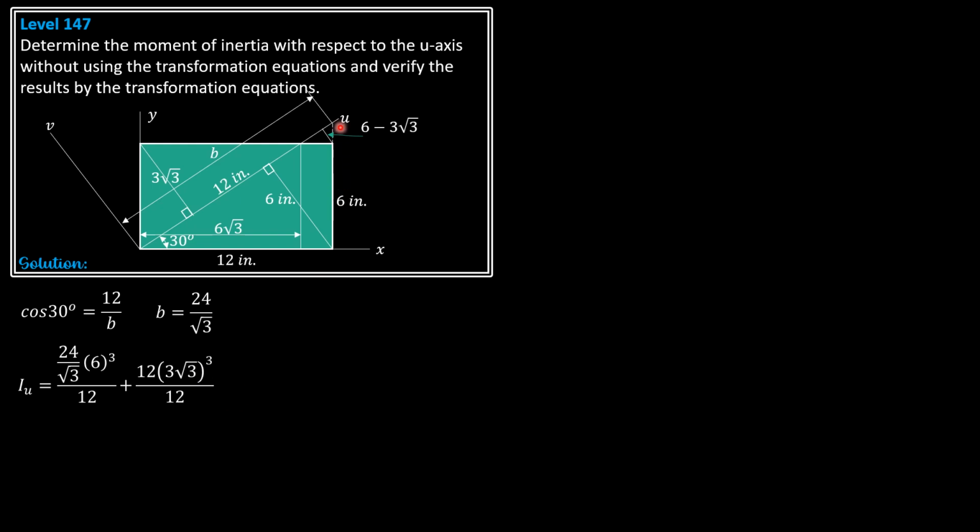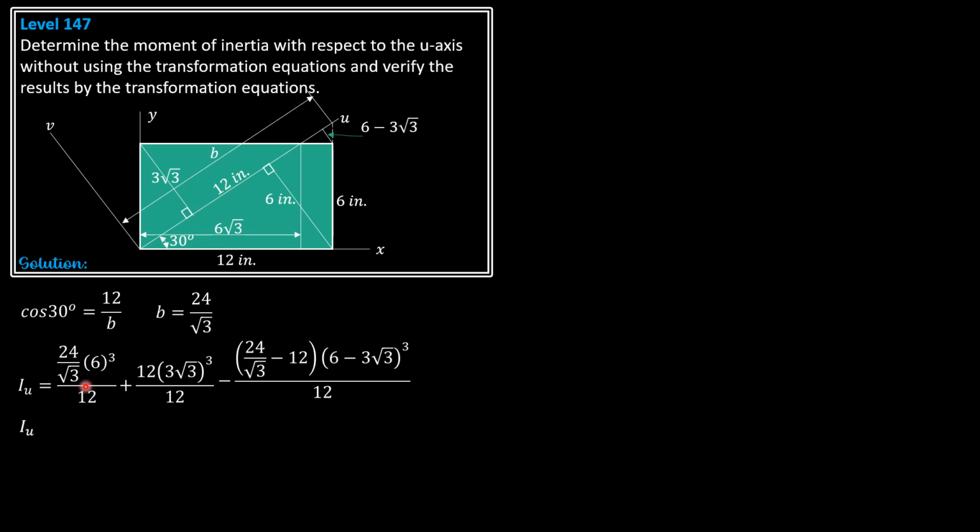Then finally, we have to subtract the moment of inertia of this triangle with respect to the u-axis, which is the base. This base here is B, which is 24 over square root of 3 minus 12, and that's the height. So it is quantity 24 over square root of 3 minus 12 times quantity 6 minus 3 square root of 3 cubed all over 12.